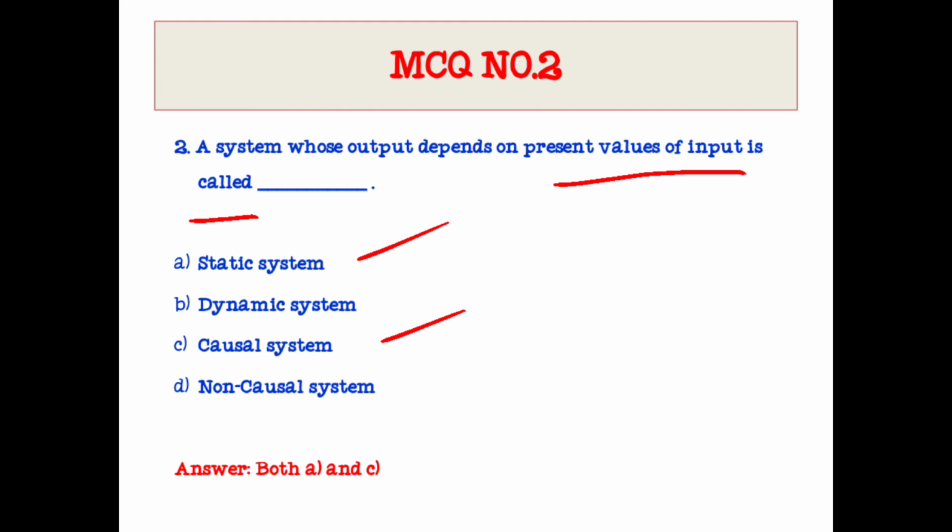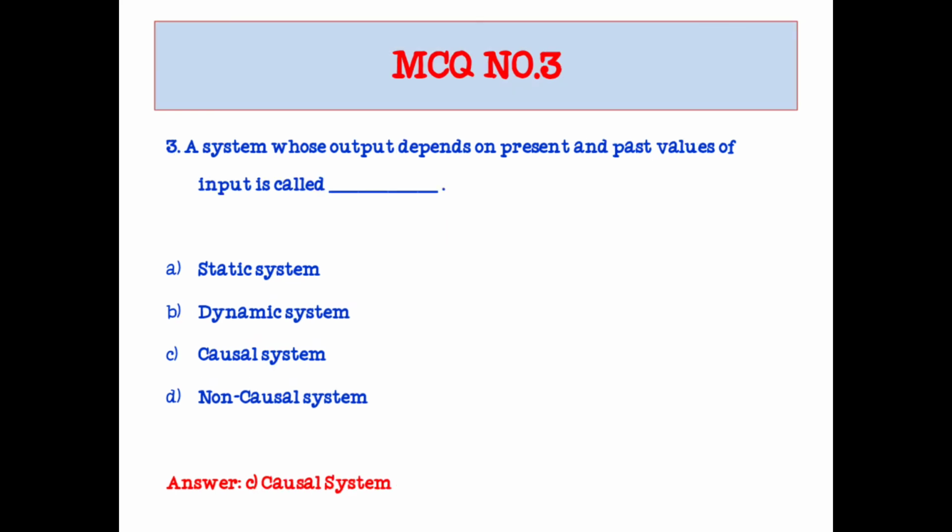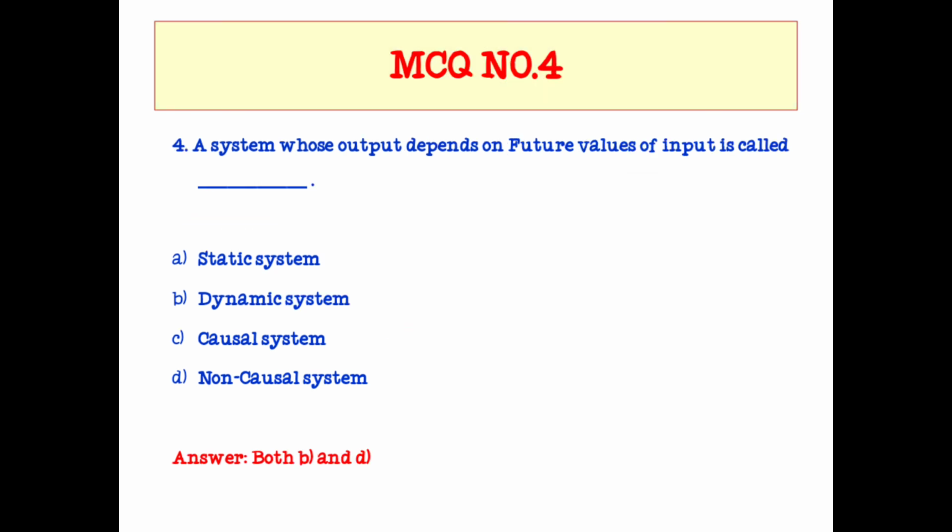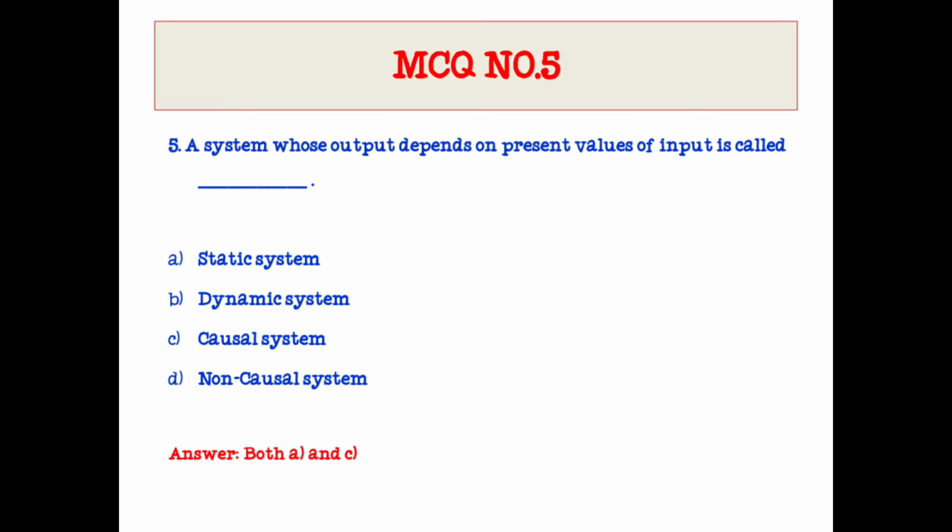Present value of the output depends only on the present value of the input. A system whose output depends on present and past values of the input, it is a causal system. A system whose output depends on future values of the input, we can say two answers: dynamic system and non-causal system. So both B and D. A system whose output depends on the present value of the input: again this question is repeated I think, static and causal system.